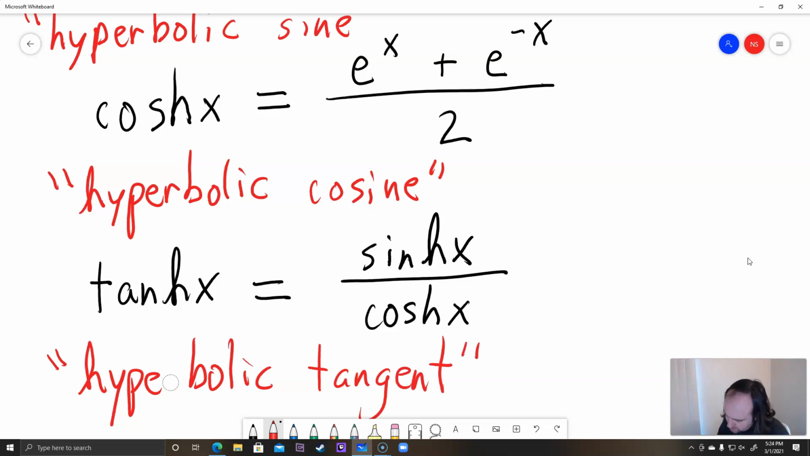Now, without going into any details, the reason they're called hyperbolic is that hyperbolic functions are a special type of geometry based on hyperbolas. But for us, since we're doing Calculus 2, we're mostly going to be focusing on simplifying expressions, and then in later videos, I'm going to be doing derivatives and integrals of hyperbolic functions.